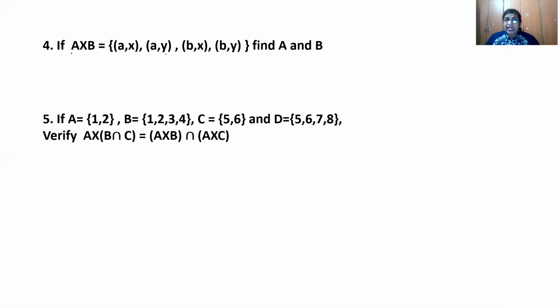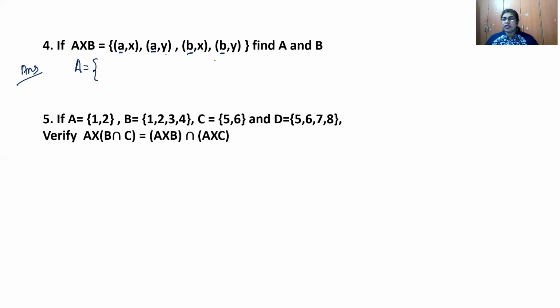Now since A is the first set, look at all the ordered pairs and check their first elements. That is the element of the set A. So let us look at the answer. Here we want A cross B, so I want the set A and the set B. The set A is equal to, just look into all the ordered pairs' first elements.